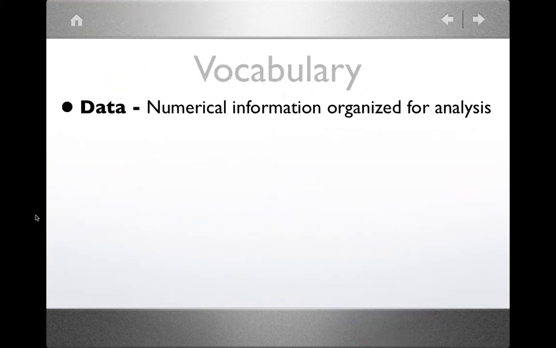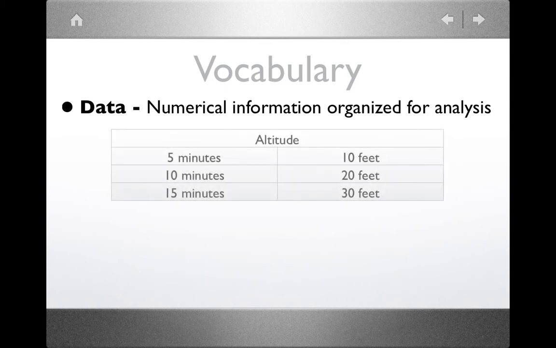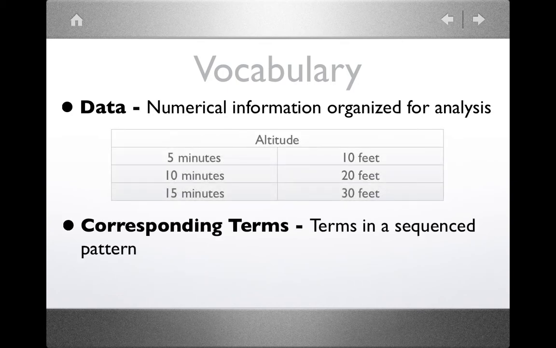Alright, so what we're going to talk about, here's some vocabulary. Data. Data is numerical information organized for analysis. Here you have a chart. Okay? It's organized for the ability to look at things and make sure that it makes sense and use those numbers towards something else. Corresponding terms are terms that are in a sequence pattern.